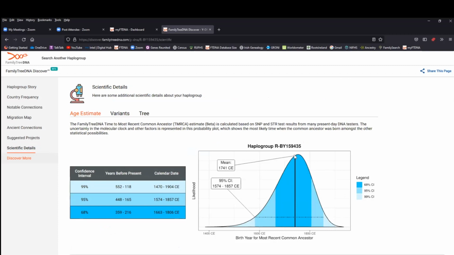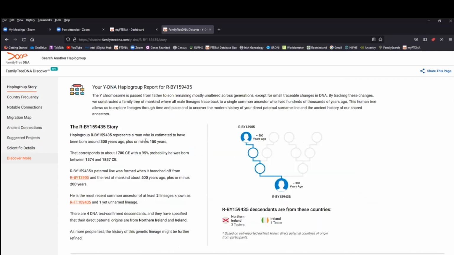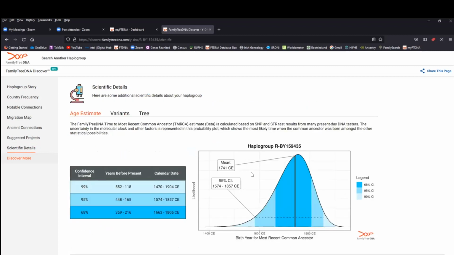So there is the time again. It said around 1700 when I looked at the first one, do you remember? But when I look at the scientific details, it's probably closest to the mean, that is 1741. So that's given me an even more precise point if you want to take the mean date. And there is your 95% certainty. So there is your 1574 to your 1857.